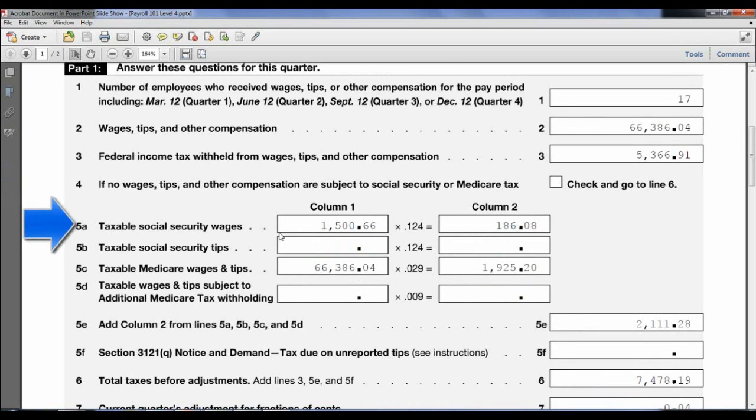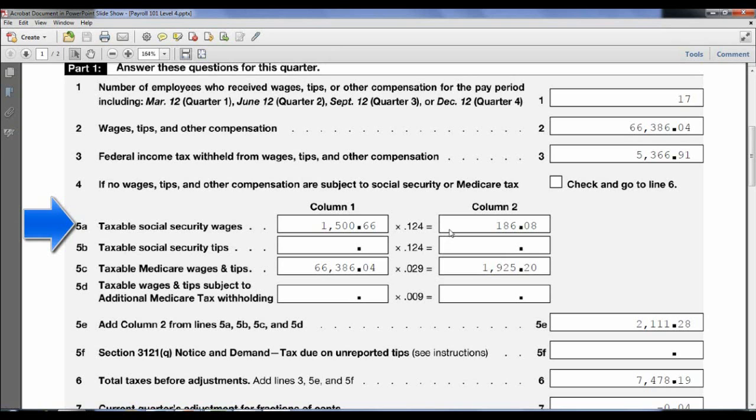5A, column 1 is the total taxable Social Security wages for any employee contributing to Social Security instead of OPERS or OP&FPF. Most entities will only have a few employees contributing to Social Security. For our fictional entity, column 1, only one employee, Trustee Hollins, whose wages totaled $1,500.66 for the quarter.